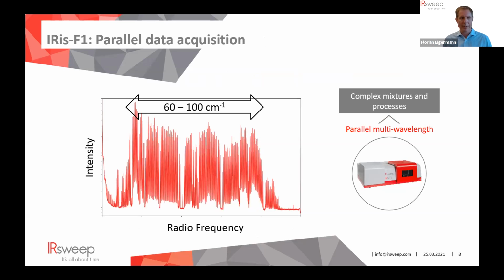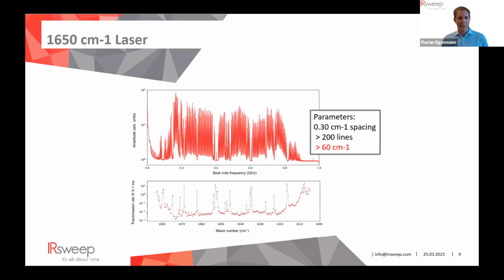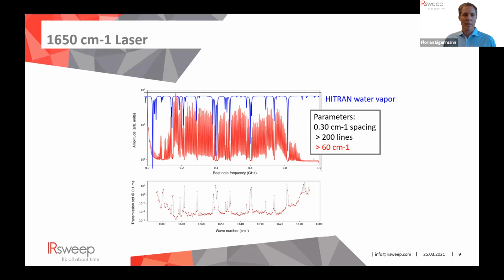Then the other benefit is the parallel multi measurements, so we are not just recording one single laser line. We can measure over 60 to 100 wave numbers, and this is shown here in a heterodyne signal, where you can see the results of a water vapor spectrum. This is compared to a HITRAN water vapor spectrum, and those lines match up very nicely in the 1650 region.